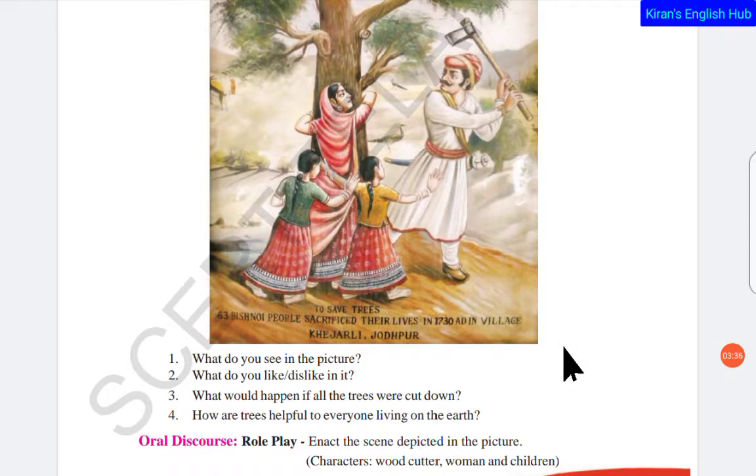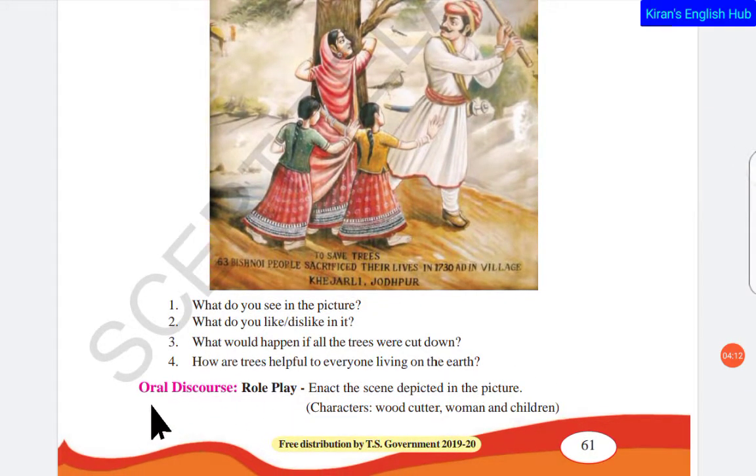Next, how are trees helpful to everyone living on earth? Trees are helpful in many ways. The important major ways are giving oxygen and taking carbon dioxide into themselves. Because of trees, our environment is getting filtered. Trees filter the toxic carbon dioxide and leave the fresh oxygen for humans. That is a major and important thing. And there are many other uses. We use trees for furniture, firewood, and many other things.